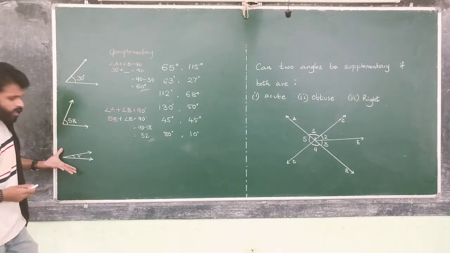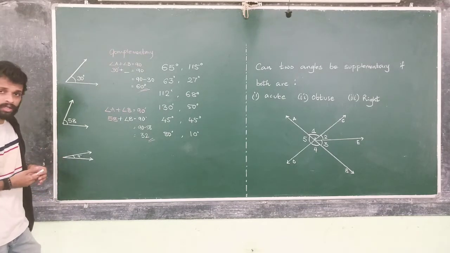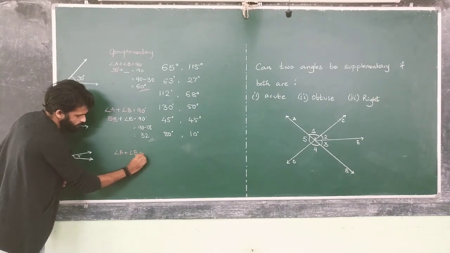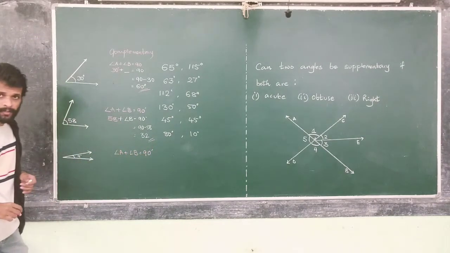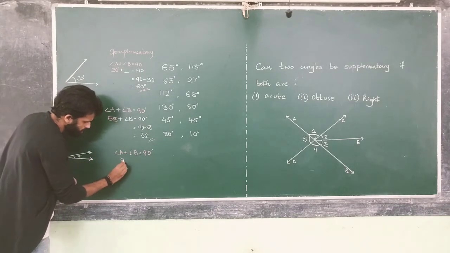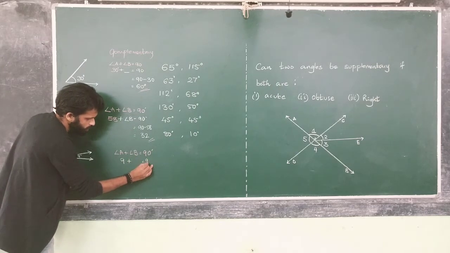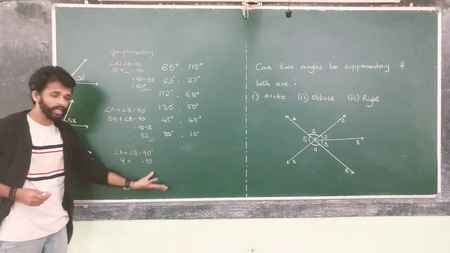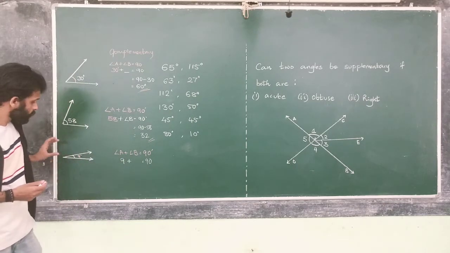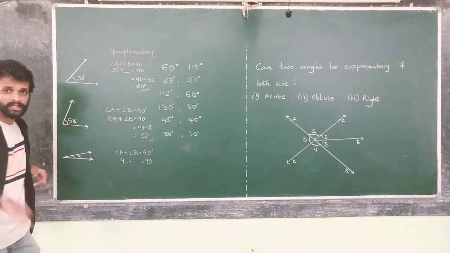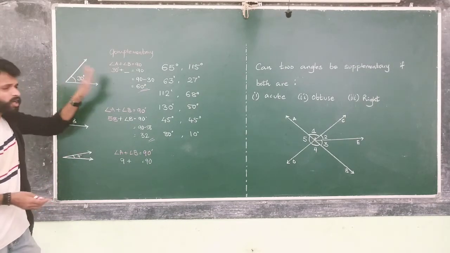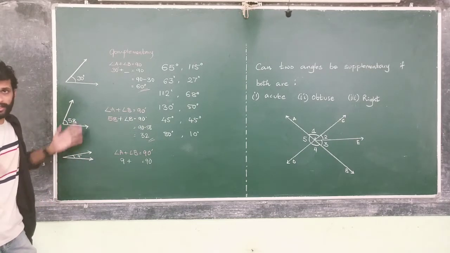Similarly, can you try this one out? Again, angle A plus angle B is equal to 90 degrees. What is my angle A? It is 9, right? So 9 plus this angle is equal to 90. So take this 9 to the other side, 90 minus 9 will give me 81. So the complement of this angle is 81 degrees. I hope this part is clear. Simple question: find the complement of the following angles. That's the question.